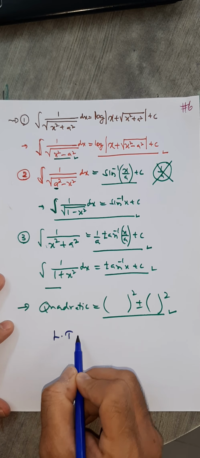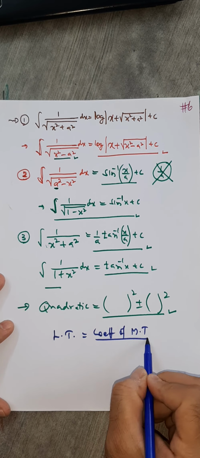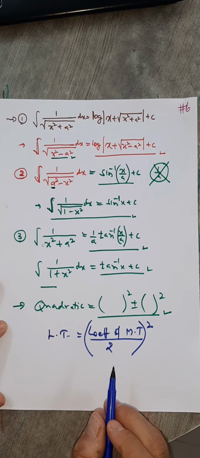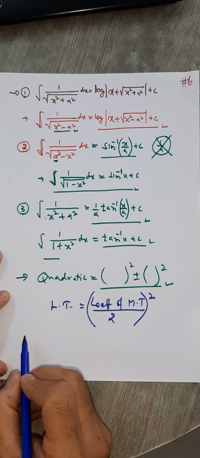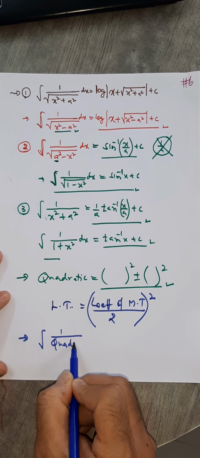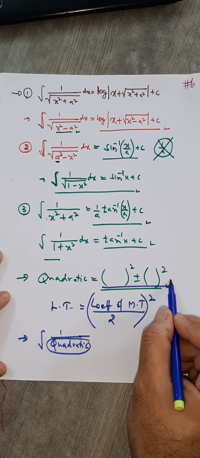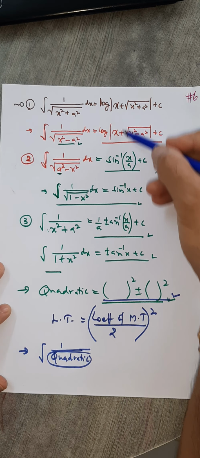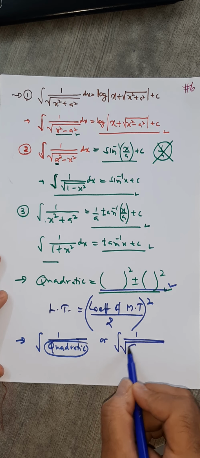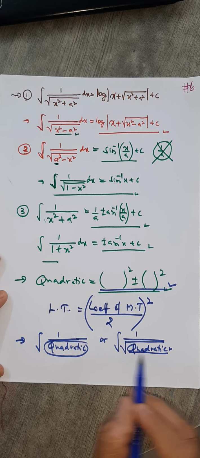And what's the formula for the last term? That is coefficient of middle term by 2 the whole square, right? With the help of this you can do this. And which two types of the integrals you have studied? Mainly 1 upon quadratic. What you are going to do? Quadratic you are going to express as the sum or the difference of the two perfect squares, and then use one of the formulas. Or you may have inside the square root quadratic. Procedure is same, at the end formula might be different, remember.